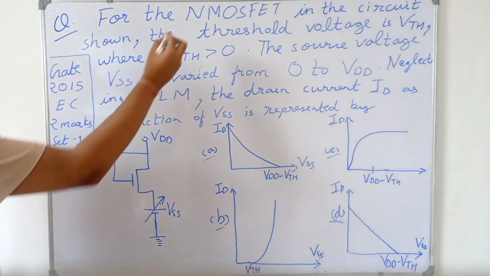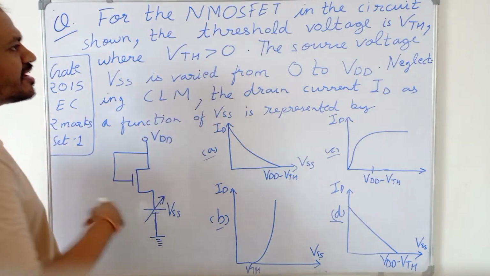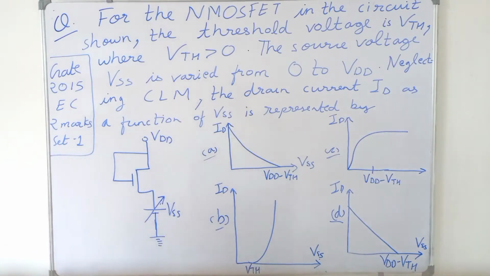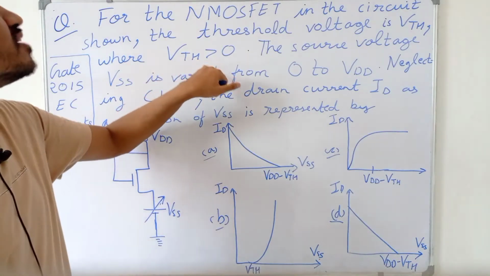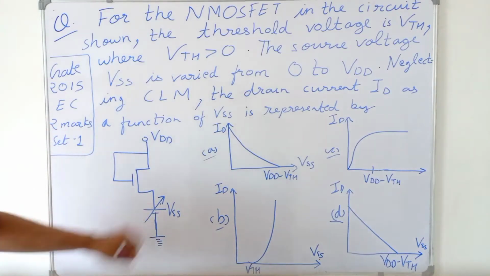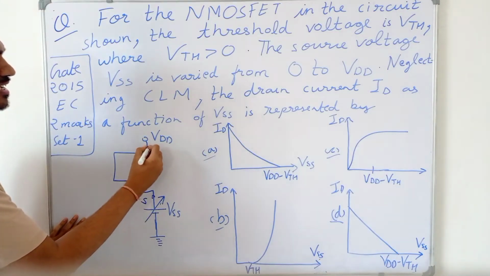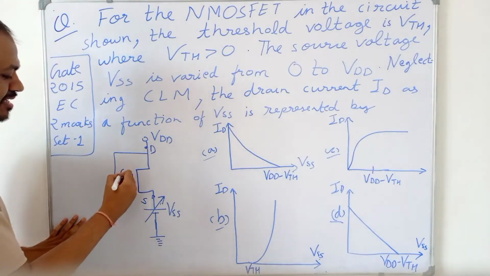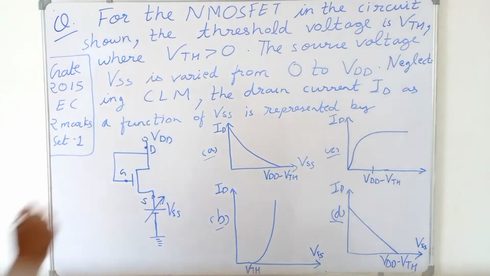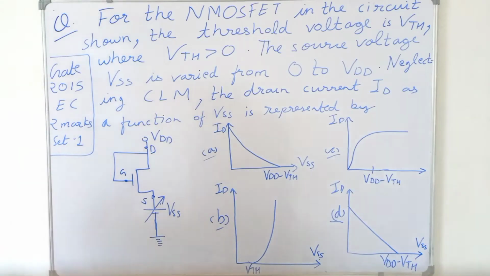Obviously for an N channel MOSFET, threshold voltage is always positive, and for a P channel MOSFET, threshold voltage is always negative. Then it says that the source voltage VSS is varied from 0 to VDD. This is the source terminal of the N channel MOSFET, this is the drain terminal, and this is the gate terminal.